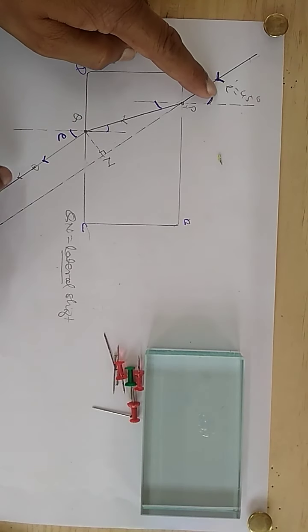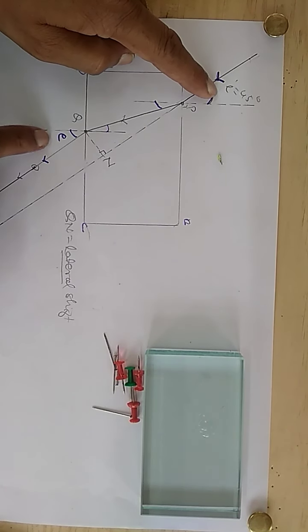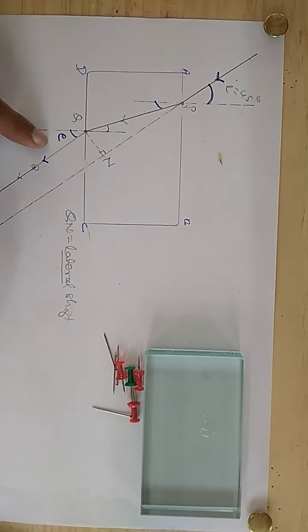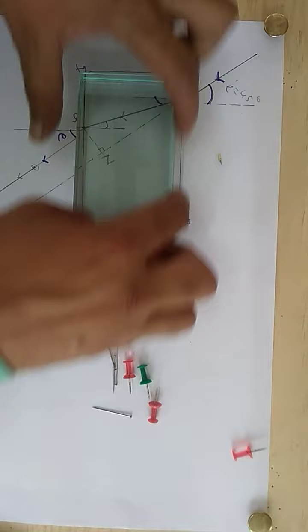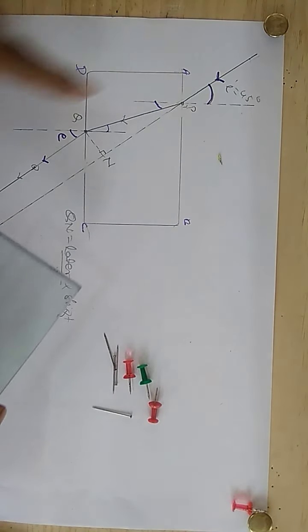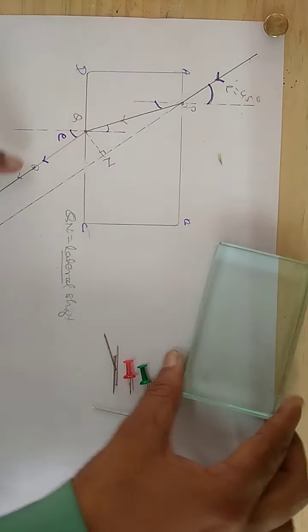If we measure the angle of incidence, angle of refraction and angle of emergence, these two angles will be equal for a rectangular glass slab. As these two faces are parallel to each other, the angle of incidence will be equal to the angle of emergence.